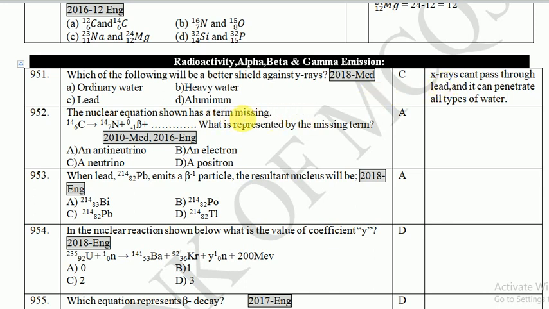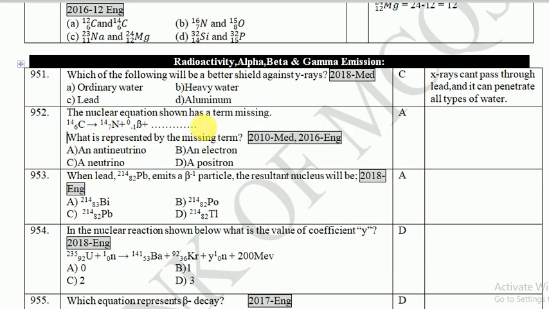The next is a nuclear equation with a missing term. What is represented by the missing term? The options are anti-neutrino, an electron, a neutrino, a positron. As we can see in the equation, this is beta particle emission. So neutrino, positron and electron are not correct options, but the answer is anti-neutrino.